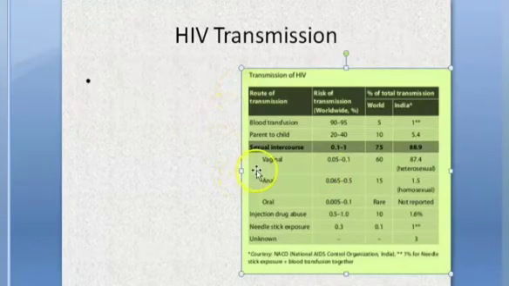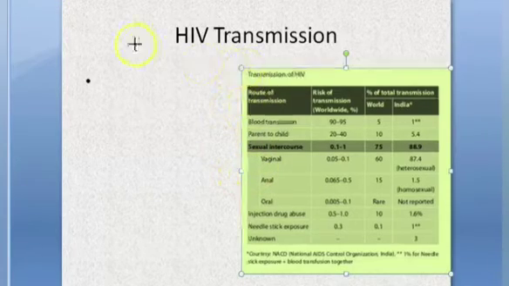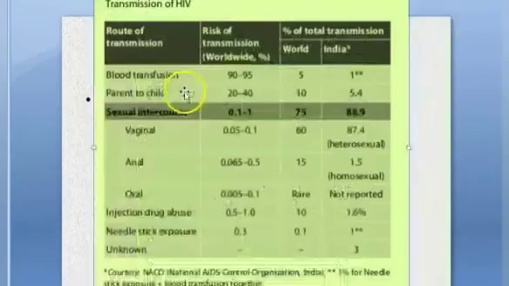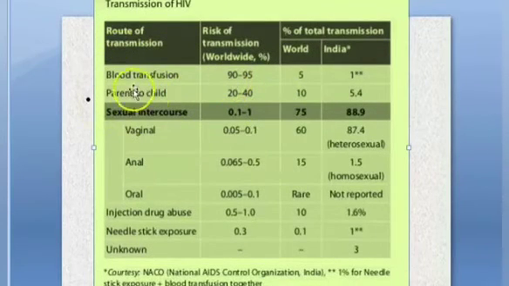For mode of transmission, look at this diagram from the National AIDS Control Organization. This is the transmission of the virus. So pay attention here, transmission of HIV. Blood transfusion risk is the highest. Highest risk is blood transfusion, okay? And parent to child is the next highest risk. Interesting, right? Parent to child has become the next highest risk. Sexual intercourse actually is just 0.1 to 1% risk of transmission. Vaginal is higher. Anal intercourse also can spread HIV, and oral intercourse also can spread HIV.